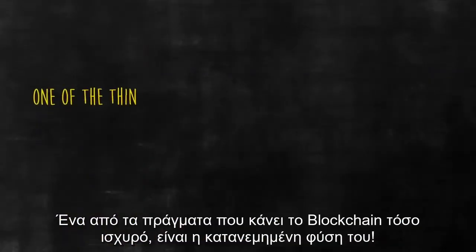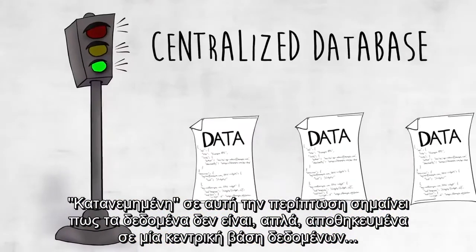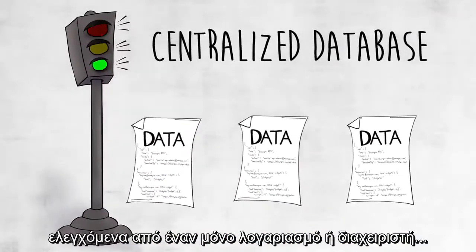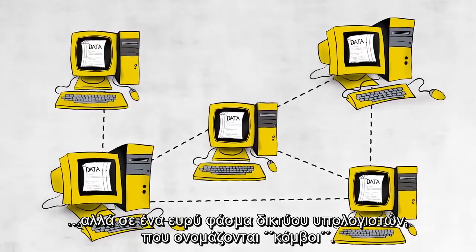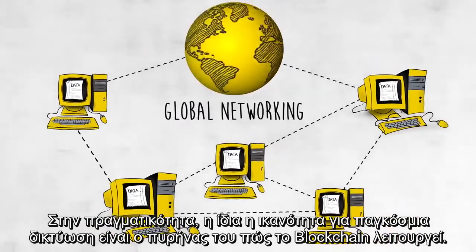One of the things that makes blockchain so powerful is its distributed nature. Distributed, in this case, means that data isn't just stored in one centralized database controlled by a single account or administrator, but across a wide-ranging network of computers called nodes. In fact, the capacity for global networking itself is at the very core of how blockchain works.